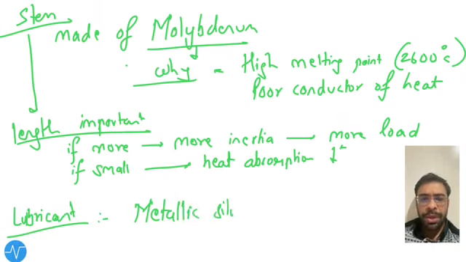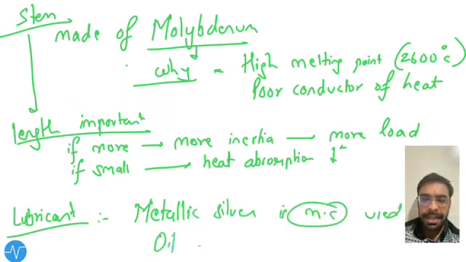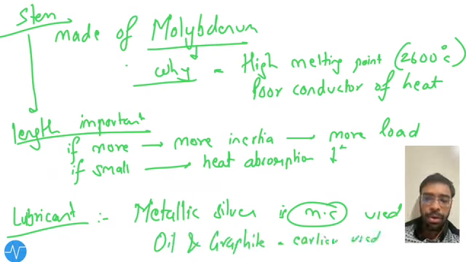The lubricant used inside the glass envelope is metallic silver, most commonly used. Oil and graphite were used earlier but are not used nowadays.